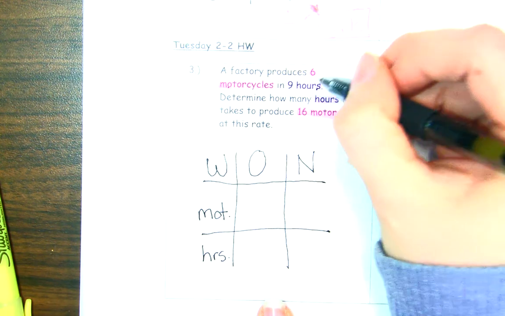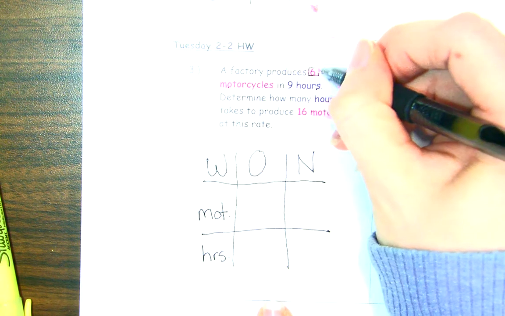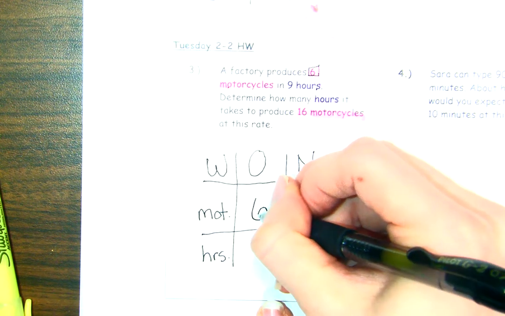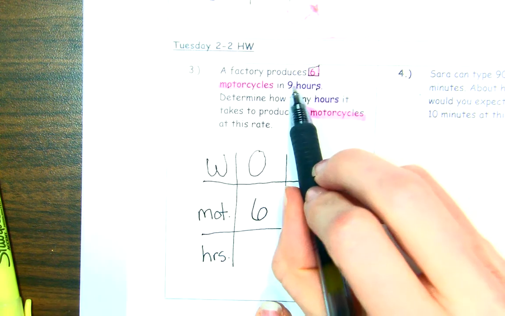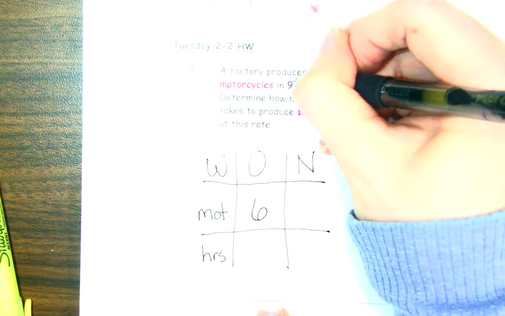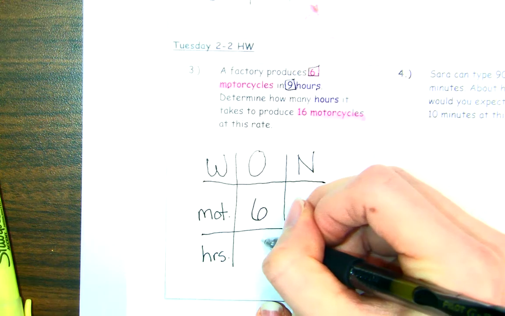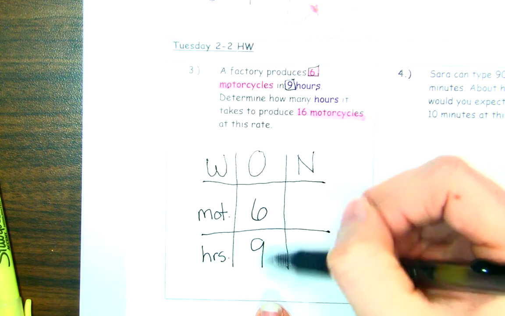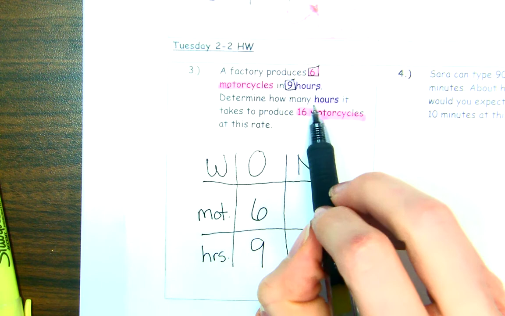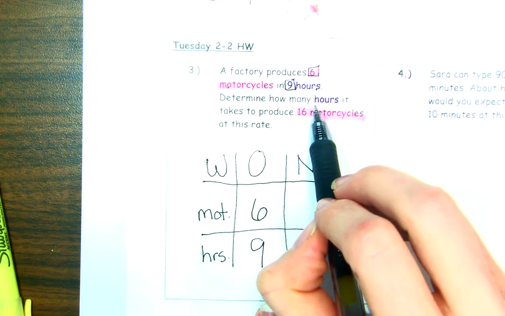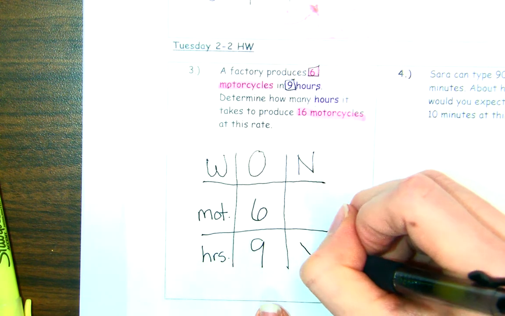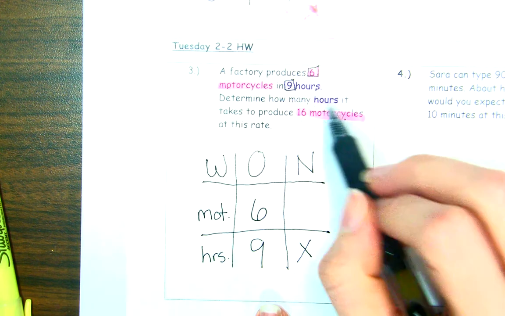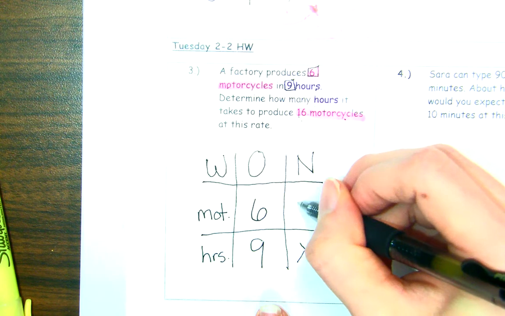Okay, for the motorcycles, I clearly see that my number is being represented by 6. So I'm going to put a 6 next to the motorcycles. Then I see that I can make 6 motorcycles in 9 hours. So I put the 9 next to the hours. That's my original rate. And then it says to determine how many hours. Determine the hours. Therefore, the hours would be our x. It takes to produce 16 motorcycles. And this is pretty easy, especially when the label's right behind here for you.